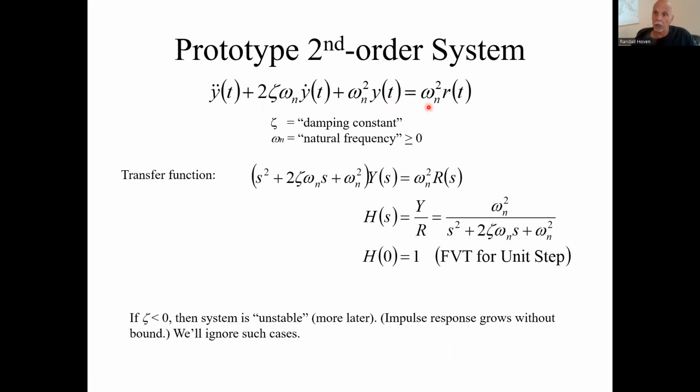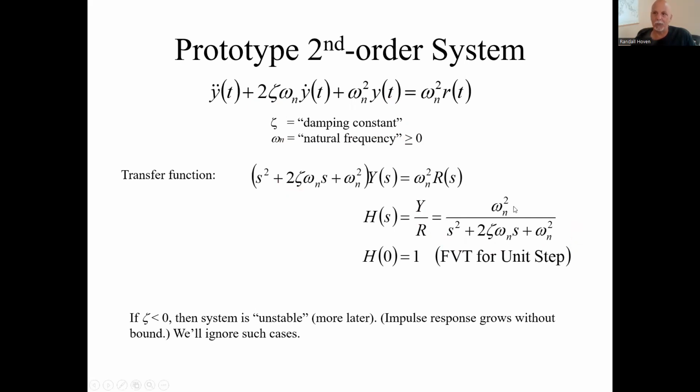Here was the differential equation for the prototype second order system. Zeta is called the damping constant. Omega sub n is called the natural frequency. By definition, it's greater than or equal to zero. We can use Laplace transform to come up with the transfer function, and here is the transfer function of the prototype second order system.